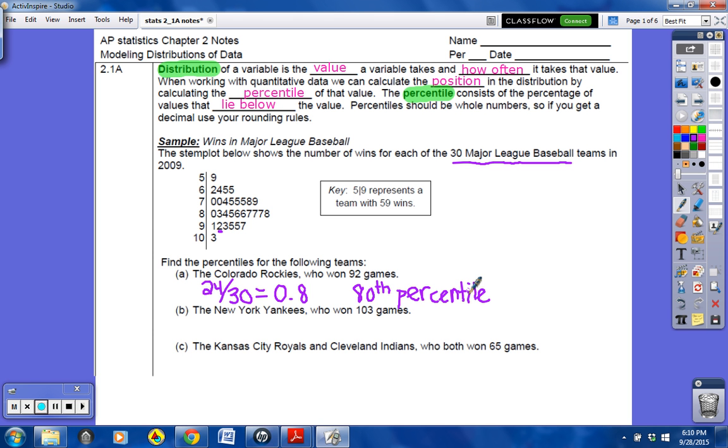Okay, so now we're going to calculate for the Yankees. We are told that the Yankees won 103 games. So when I look, 103 is the very top one, which means there should be 29 numbers below it. So this should be 29 out of 30, which is 0.9666, and it just keeps on going as a repeater. So we round it to the 97th percentile.